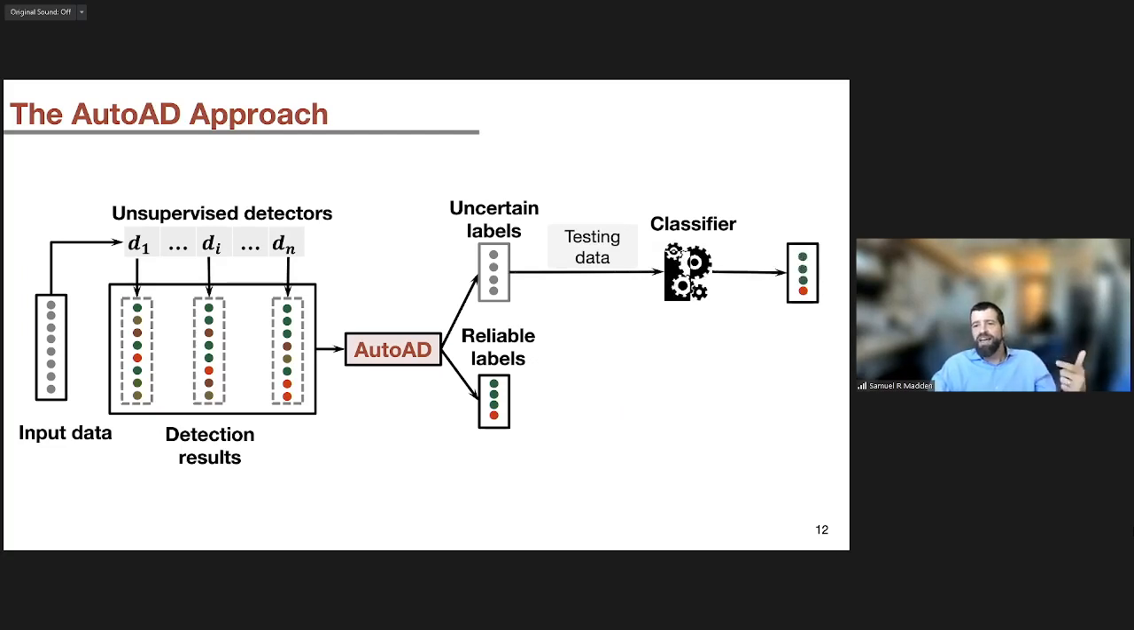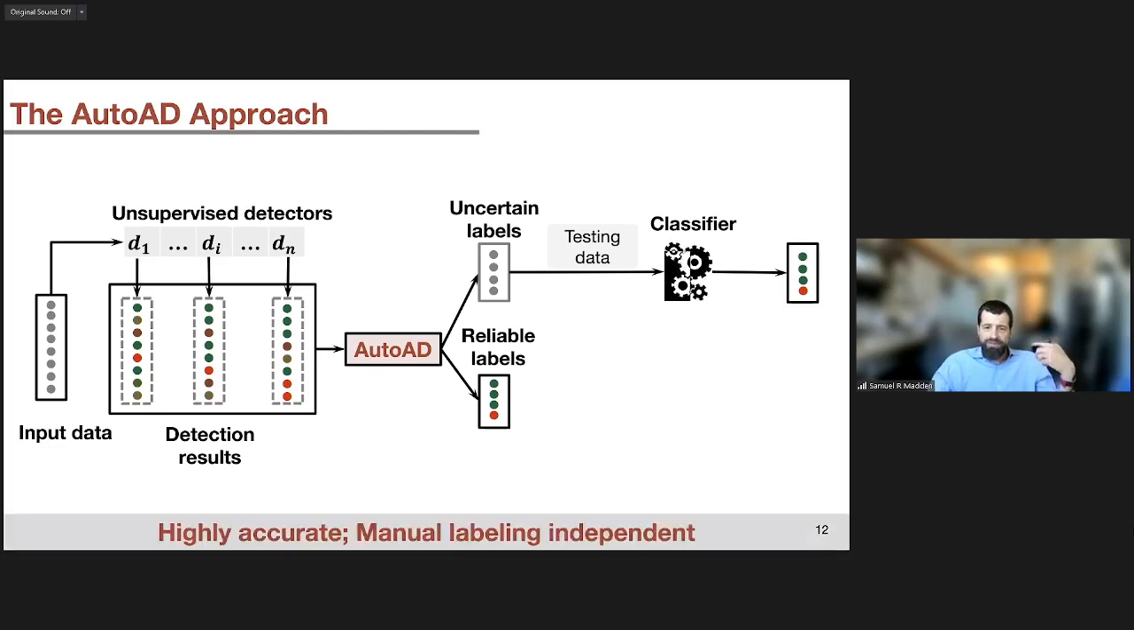And then we'll use the classifier we trained on the reliable labels to assign labels to the things that we're uncertain about. Okay, and so we found that this general method actually works surprisingly well in practice on real data sets.